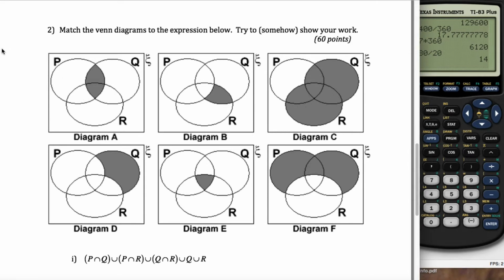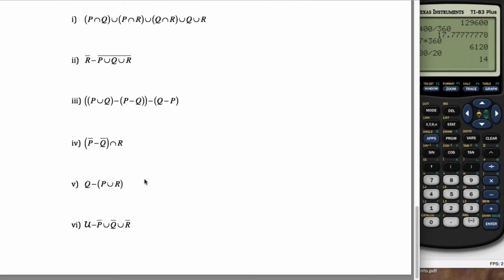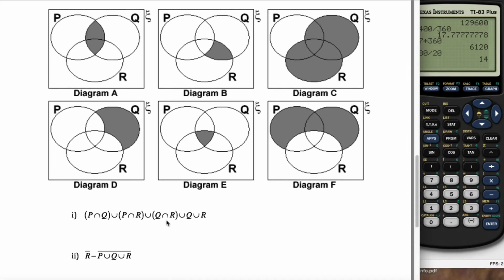Venn diagrams. Kind of challenging too. You're given 6 different statements and trying to figure out which Venn diagrams those correspond with. Okay, well, this first one, P intersect Q. Maybe I'll just draw my own little Venn diagram here. Here's P, Q, and R. P intersect Q, maybe I can make that in red.